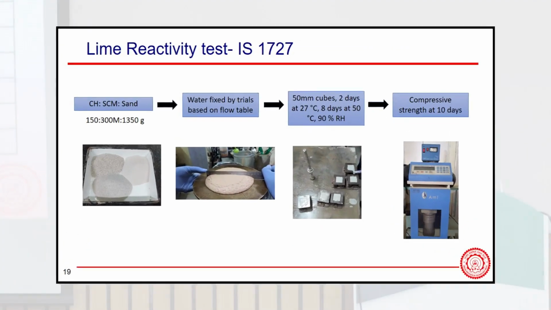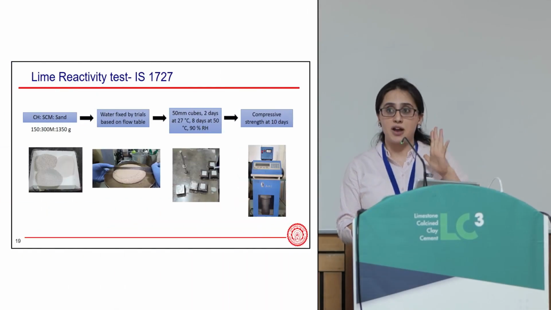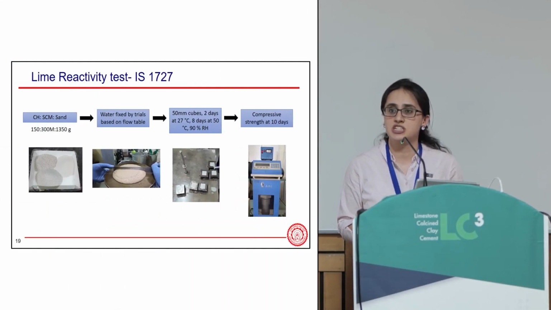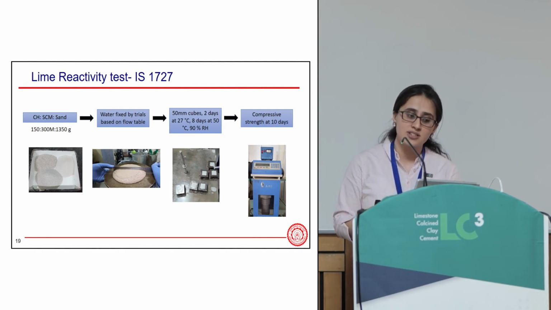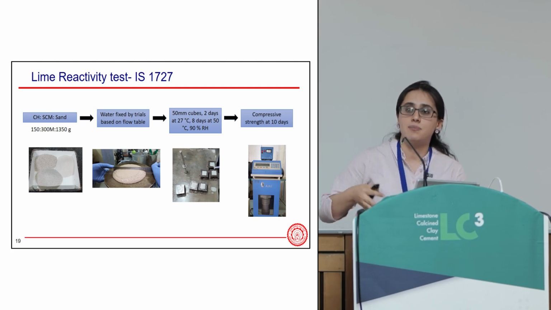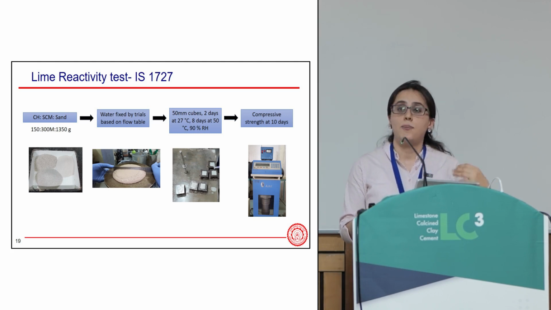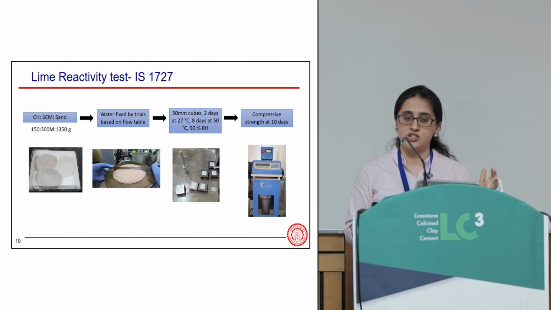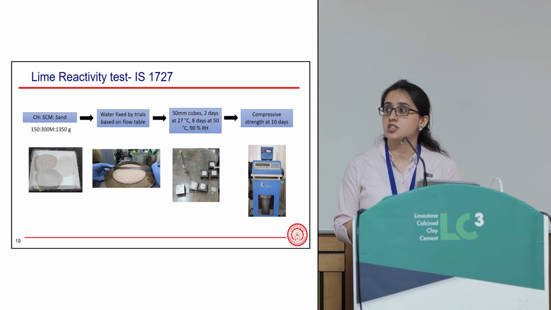From the reactivity tests, let's talk about the lime reactivity test. This is a test method from the IS code, IS 1727. In this test, we take calcium hydroxide and the supplementary cementitious material and mix them in the proportion of 150 grams of calcium hydroxide to 300 grams of supplementary material multiplied by a factor, which is the ratio of the specific gravity of the supplementary material to the specific gravity of the calcium hydroxide, and we take 25 kilograms of sand. Then we determine the water content.